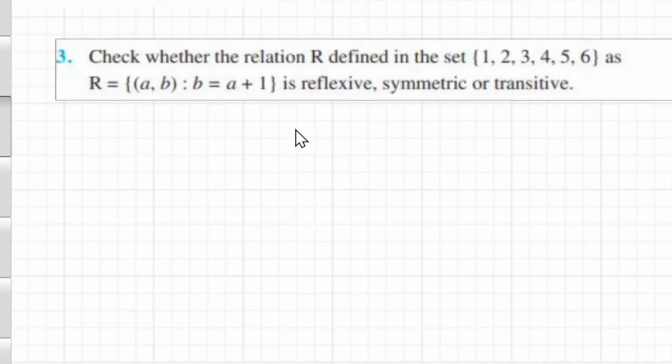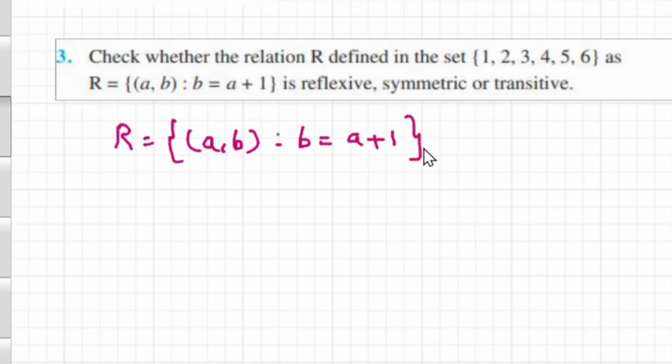Here in the third sum, R is defined. The set is given, which is actually (A, B) such that B is equal to A plus 1, and we are going to check whether it is reflexive, symmetric, or transitive. The given set is 1, 2, 3, 4, 5 and 6. So both A, B belong to this set, it is the ordered pair (A, B). We want to get B, that is A plus 1.